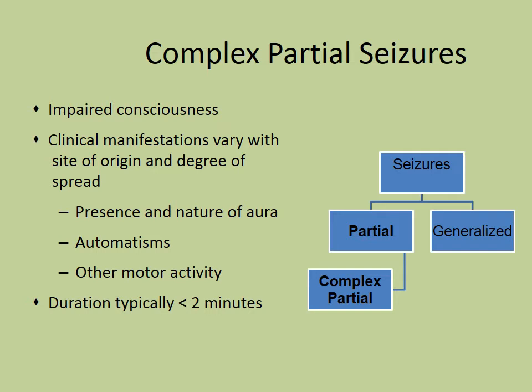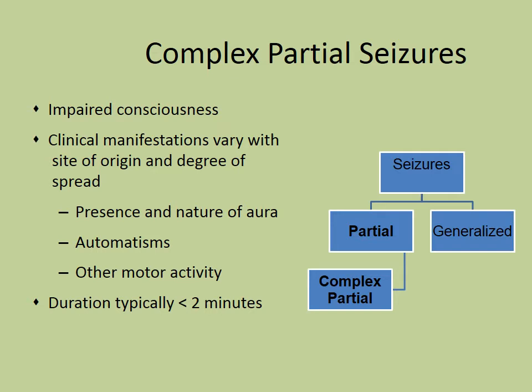Although there can be some degree of responsiveness, automatic movements are common, involving the mouth like lip smacking, chewing, swallowing. They can involve the upper extremities like fumbling and picking. There can be vocalizations. There could be grunts, repeating a phrase, or more dramatic things like the patient could start screaming.